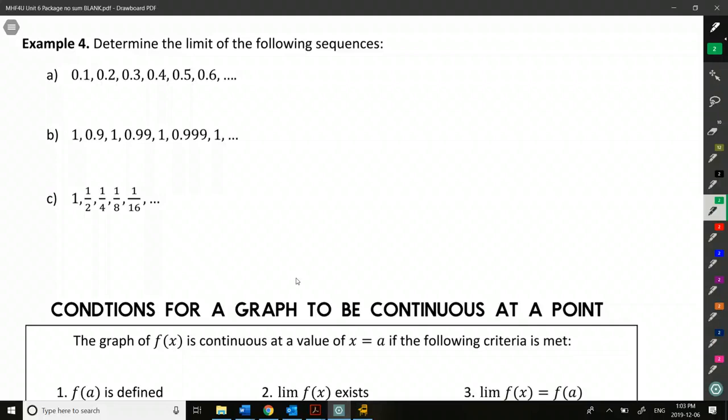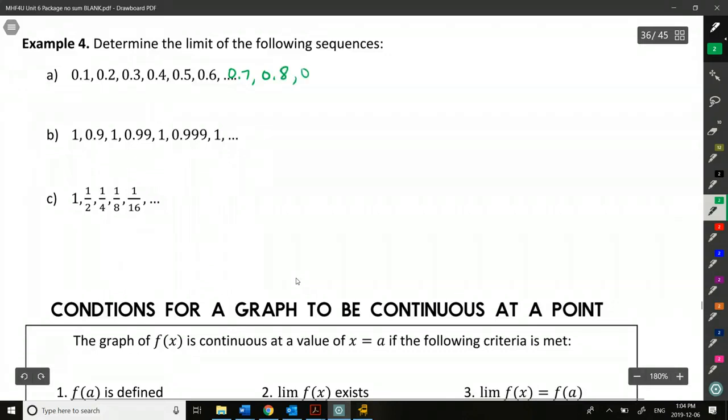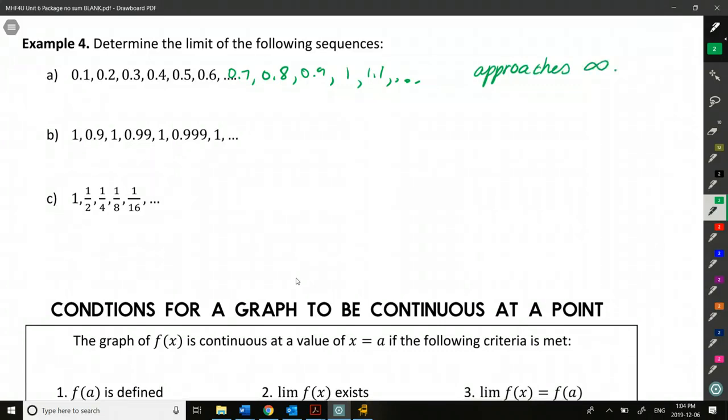Jonathan says infinity. Do you guys agree? Well, what's going to happen after it hits 1 though? If I have 0.7, 0.8, 0.9, 1, this is just going to keep going forever and ever, right? So Jonathan actually is correct. The limit of the sequence is approaching infinity, or the limit does not exist in this case, because it's not actually approaching any particular value.